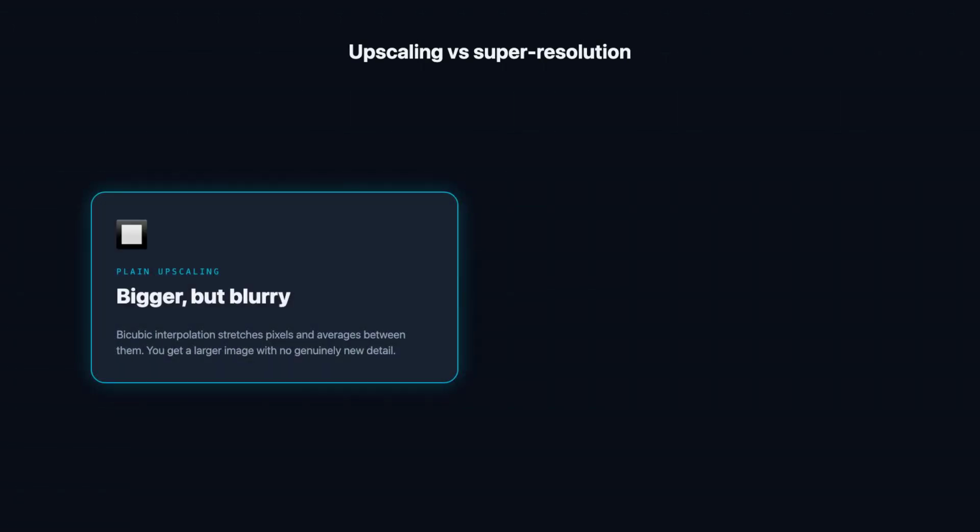Let's start by clearing up the biggest misconception, because super resolution is not the same thing as making a picture bigger. Think about the ordinary way of enlarging an image, the kind your photo viewer does. It stretches the pixels and smoothly guesses the colors in between, which we call bicubic interpolation. You get a bigger picture, but it's just as blurry, only larger because no genuinely new detail was added. The fine texture was missing, and stretching can't invent it.